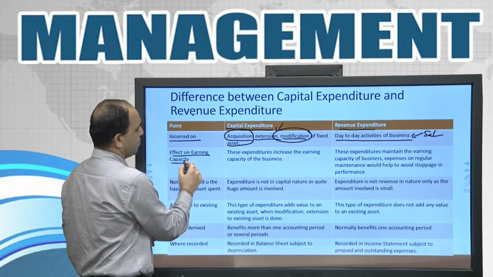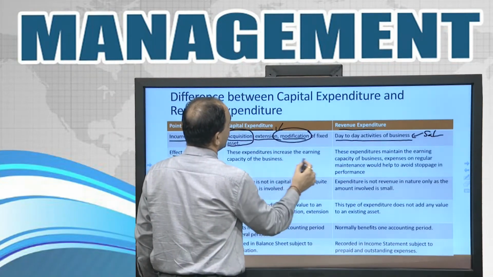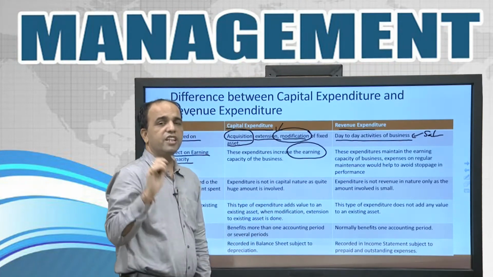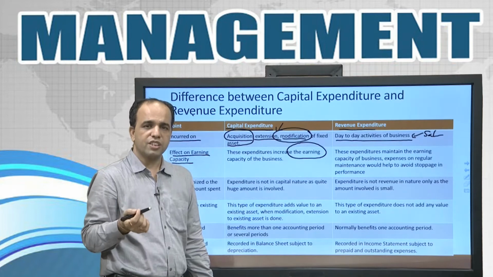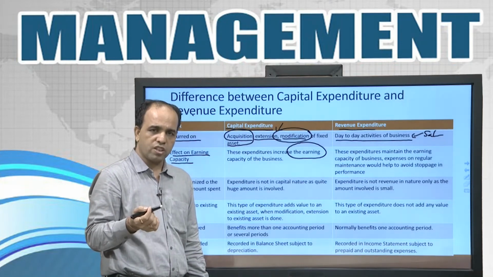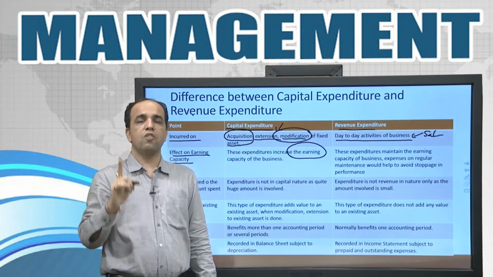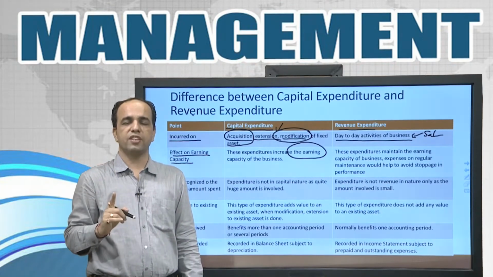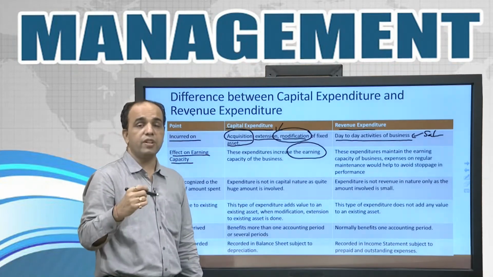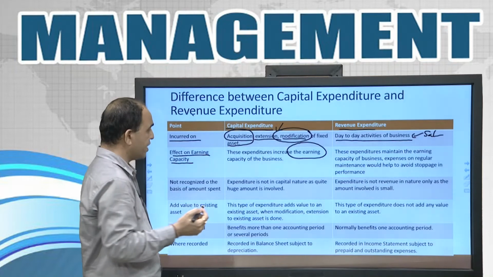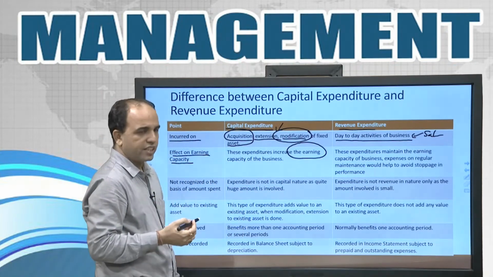Effect on earning capacity. This expenditure increases the earning capacity of the business. Friends, generally any expenditure should have an adverse effect on the profit. But wait, if it is a capital expenditure for acquisition or purchase of an asset, it will increase the efficiency of a business. So if it will increase the efficiency of a business, friends, the earning will automatically be increased.